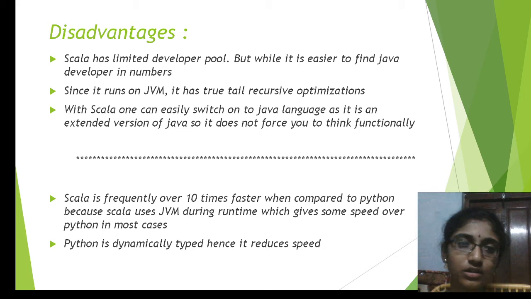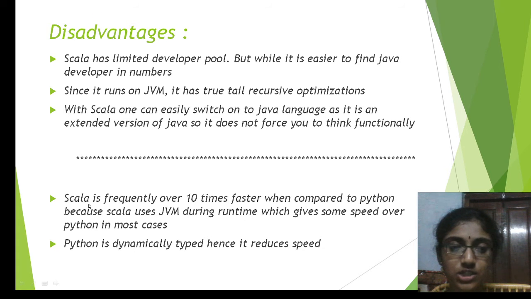And later on, these are the remaining points. Scala has a limited developer pool, so the Java developer pool will jump into the Scala developer pool. And since it runs on the Java Virtual Machine, it has tail recursion optimizations. And with Scala, one can easily switch to the Java language as it is an extended version of Java, so it does not force you to think functionally. It does not force you to think in a Scala manner. And later on, Scala is free. This is very important, guys.